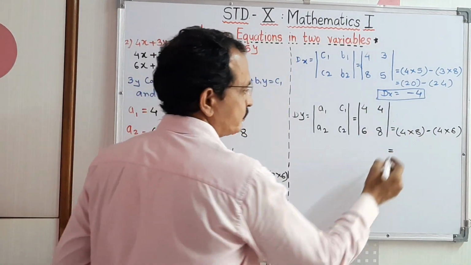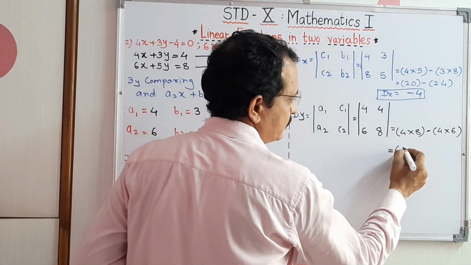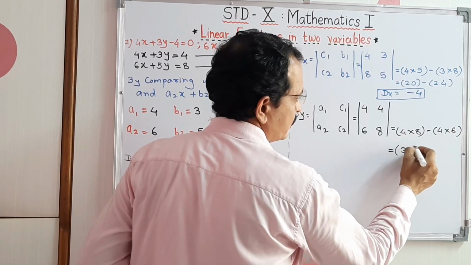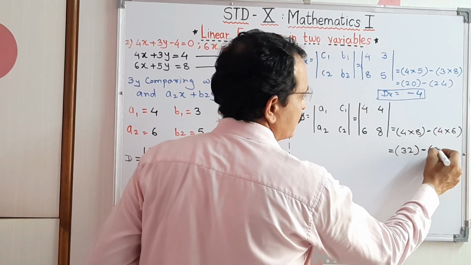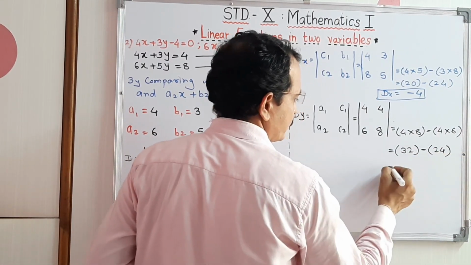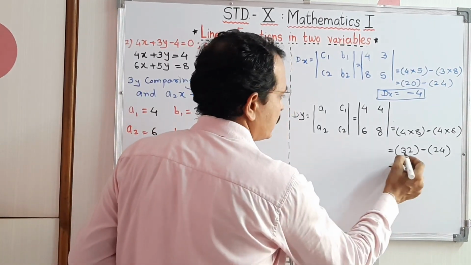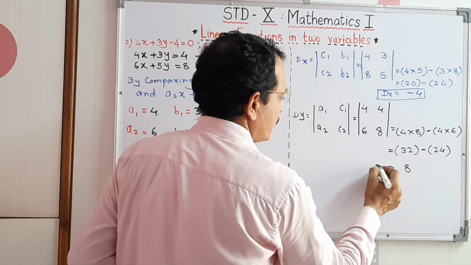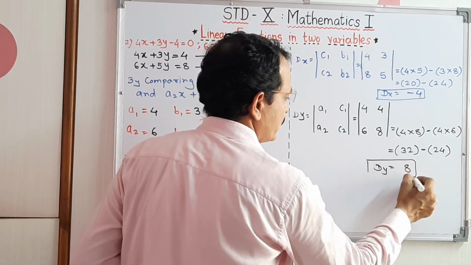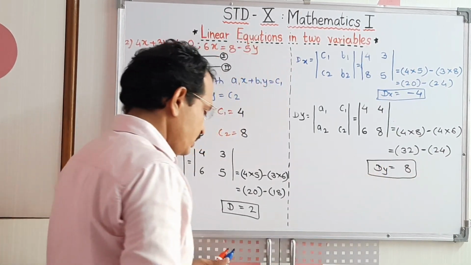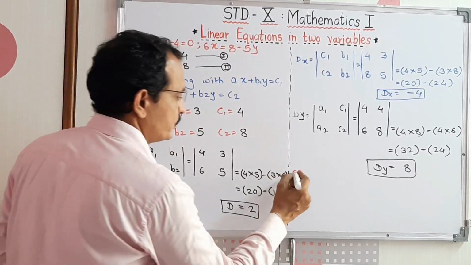It is 8 4 is 32 minus 6 4 is 24. Now it is 32 minus 24, 8. Therefore dy is equal to 8. Now by Cramer's rule.